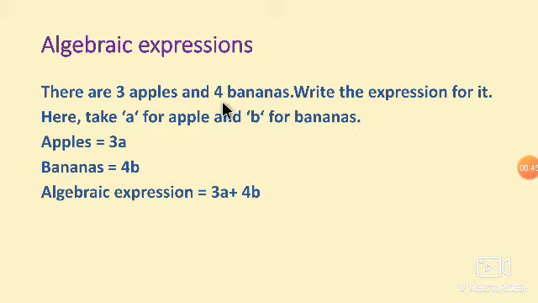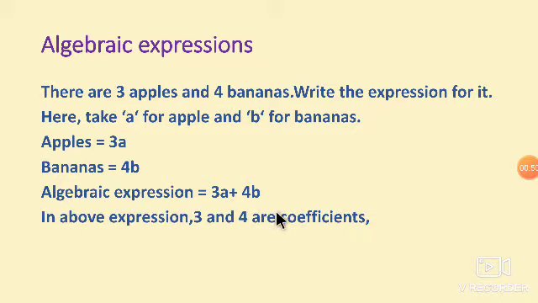Together, how many fruits are there? 3A plus 4B. Here, in the above expression, these letters are called the variables. And these 3 and 4 are called the coefficients.